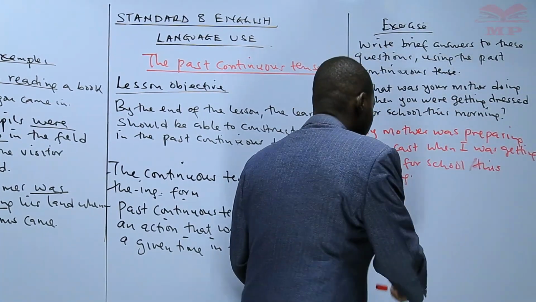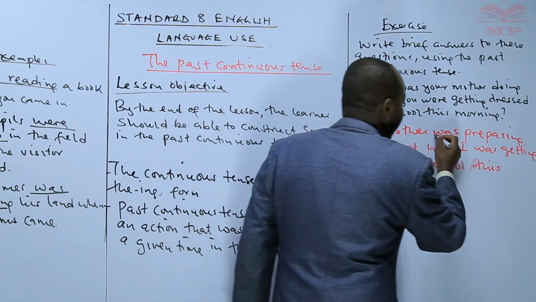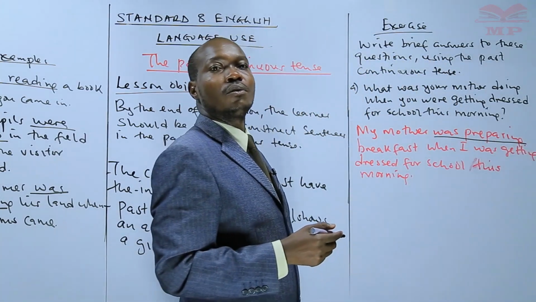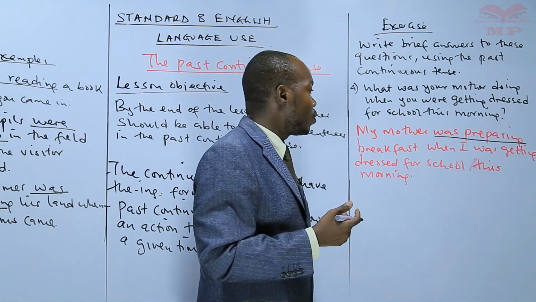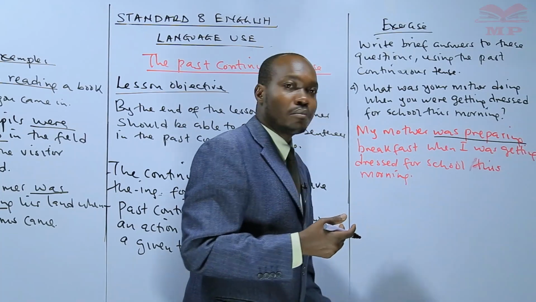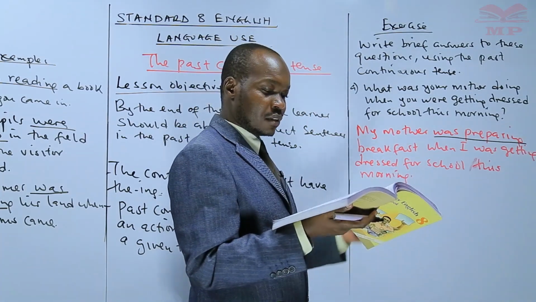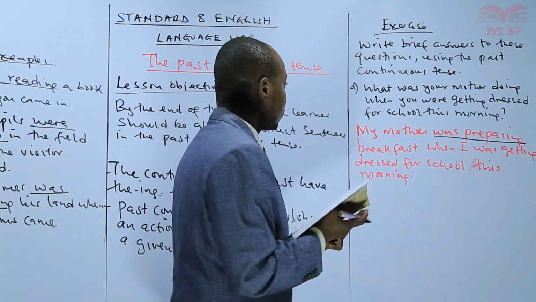So you can say, my mother was preparing breakfast. Was preparing is past continuous form. Okay? Was preparing breakfast when I was getting dressed for school this morning. So this is an example. Now I want you to attempt the remaining 4 questions that I'm going to write here. So number B.